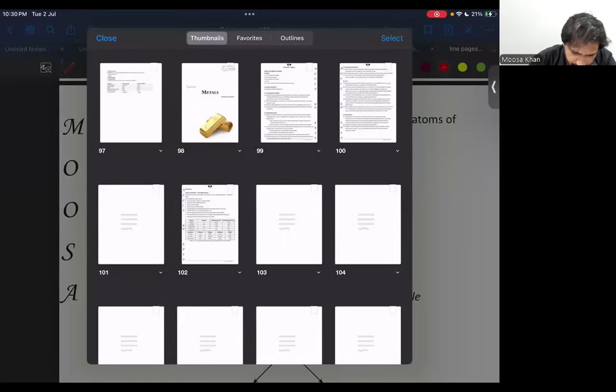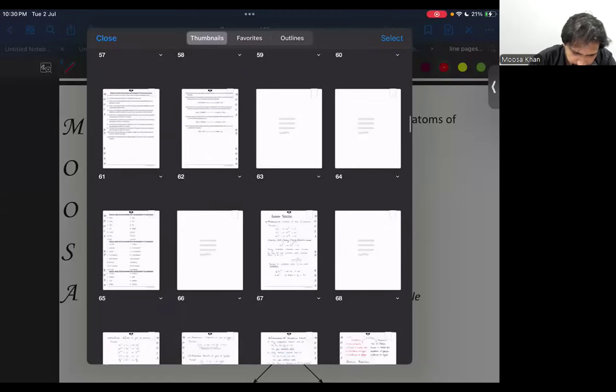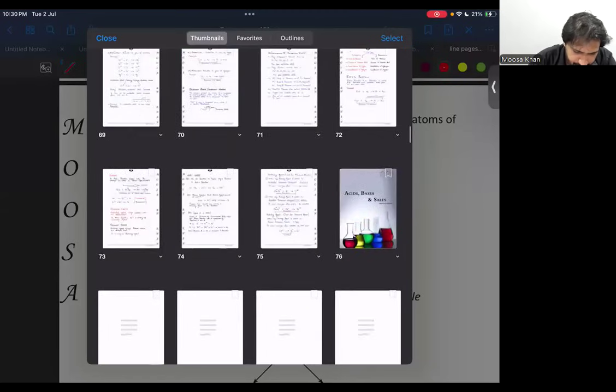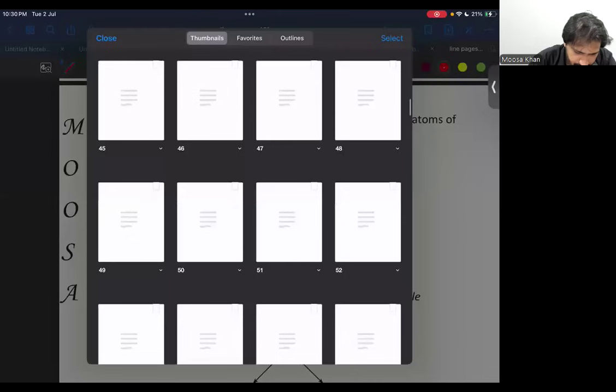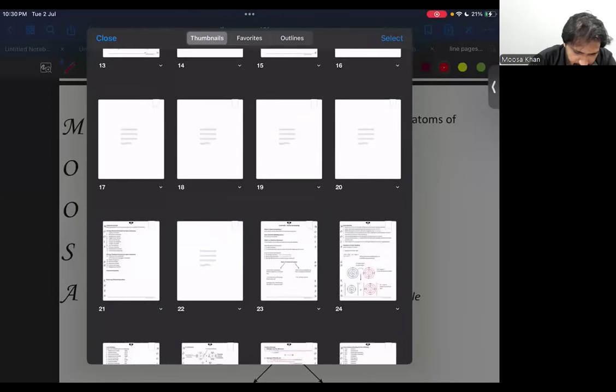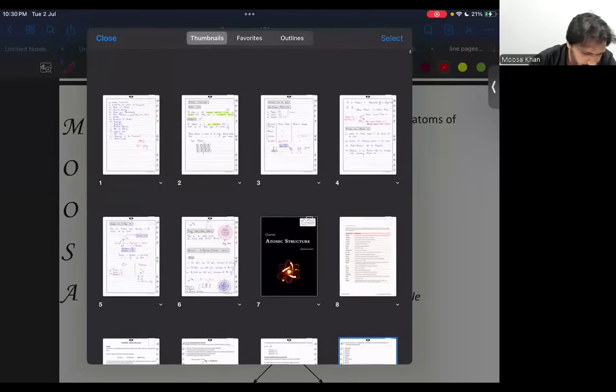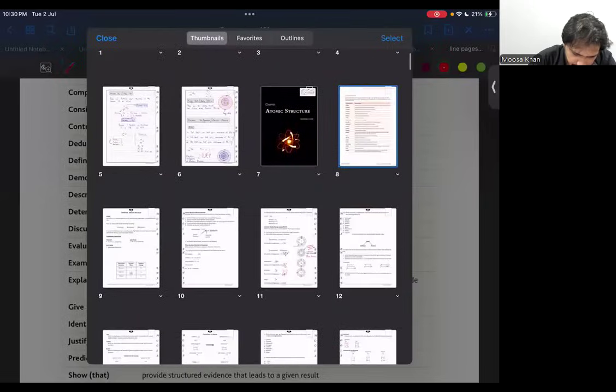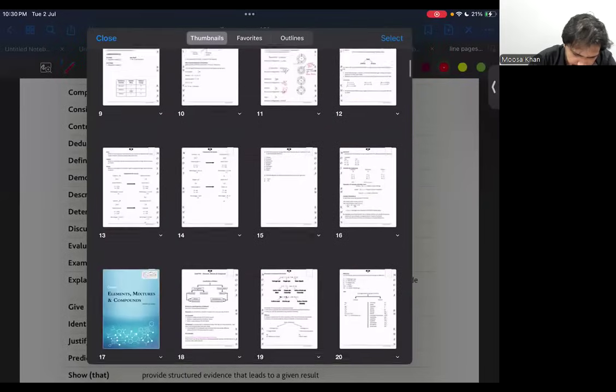आ गया periodic table. और सारे हैंडआउट्स एक साथ आ गए. Where was the periodic table?